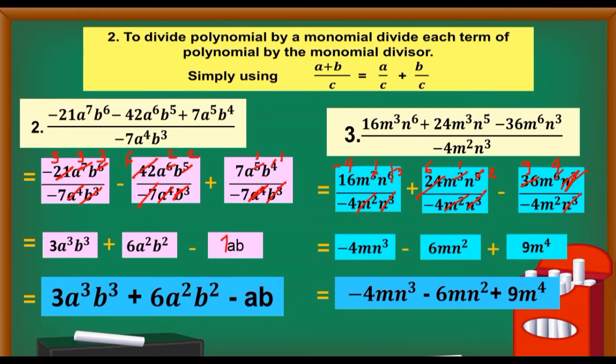So, ganyan po kadali kung paano mag-divide ng polynomial by a monomial. Paghiwa-hiwalayin lang at pwedeng by cancellation ay makukuha po natin yung sagot. So, don't forget na i-divide yung number o yung tinatawag nating numerical coefficient and then i-apply lang po natin ang laws of exponent sa kanilang literal coefficient.